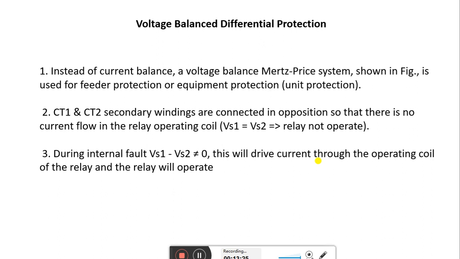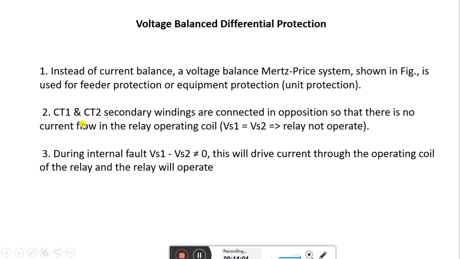It is called the current balance differential protection system and voltage balance differential protection system. So in the first case we have discussed the current balance protection system. Now we'll discuss the voltage balance differential protection system. In this case, instead of current balance, a voltage balance, that is a Merz-Price system as shown in the figure, is used for feeder protection or equipment protection. Differential protection is also called the unit protection.